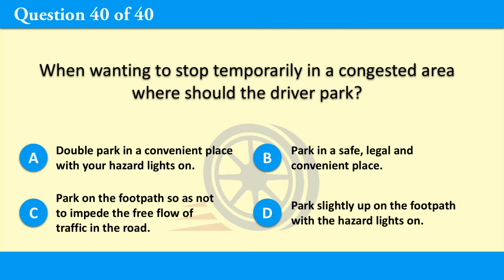When wanting to stop temporarily in a congested area, where should the driver park? A. Double park in a convenient place with your hazard lights on. B. Park in a safe, legal and convenient place. C. Park on the footpath so as not to impede the free flow of traffic in the road. D. Park slightly up on the footpath with the hazard lights on.